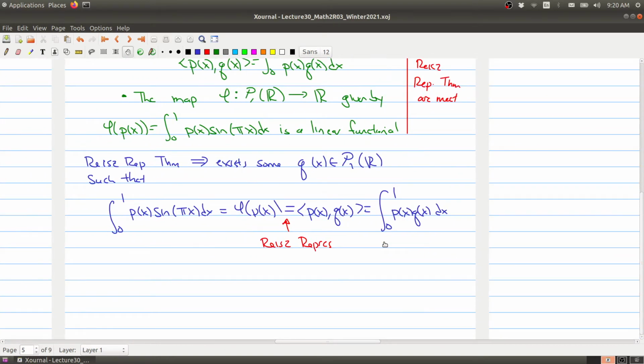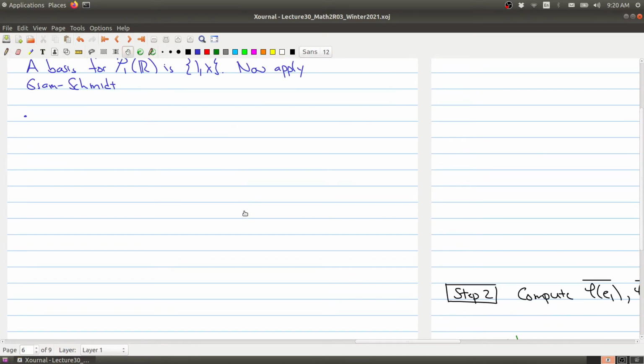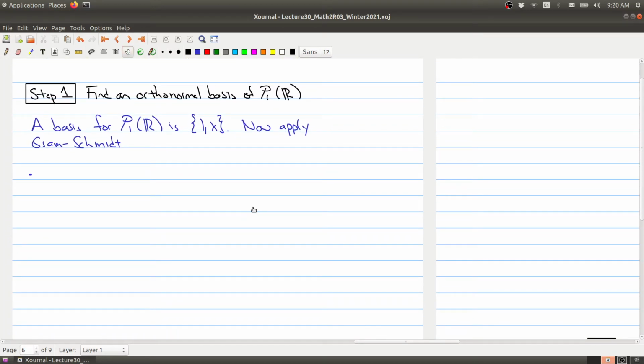Okay, so I'll just put down here, we use the procedure to find the missing polynomial q of x. The first step of the procedure is to find an orthonormal basis for the set of polynomials of degree 1 or less. And how do you do this? Well, you start with any basis and you hit it with Gram-Schmidt, because the Gram-Schmidt procedure takes any basis and turns it into an orthonormal basis.